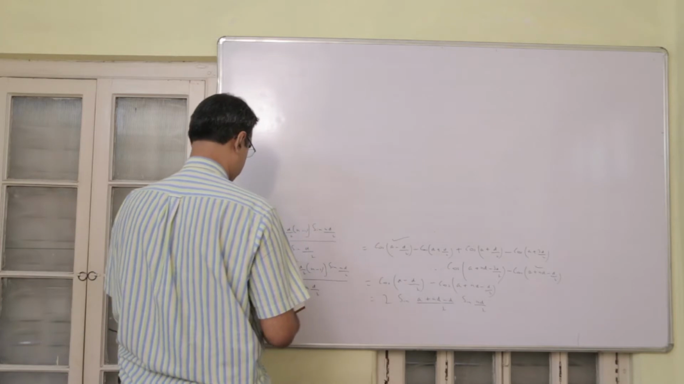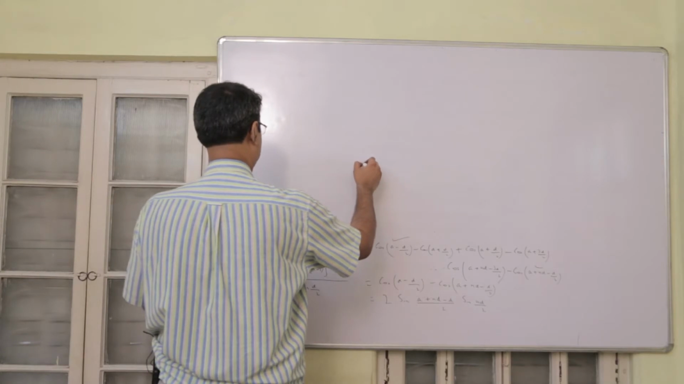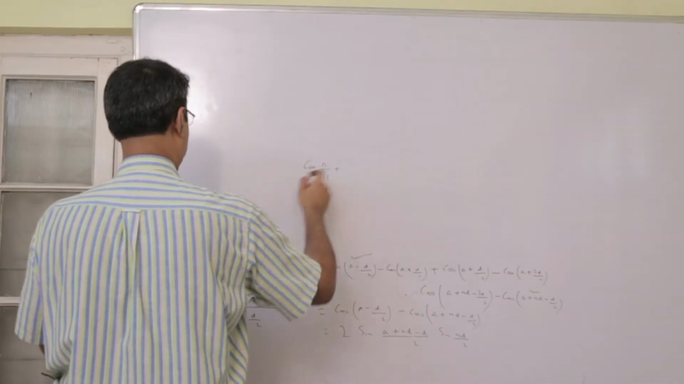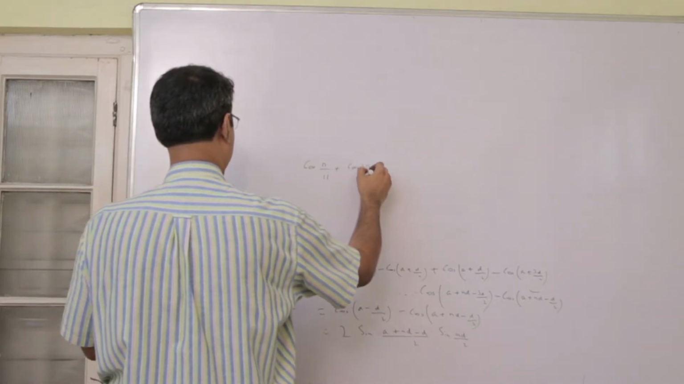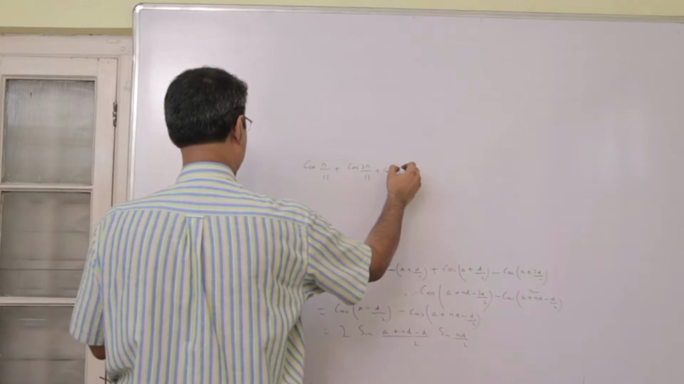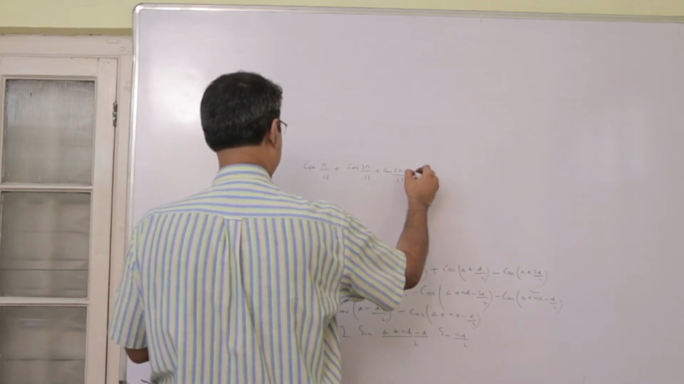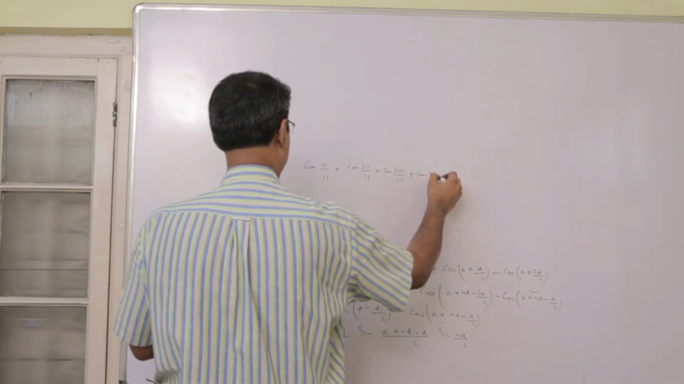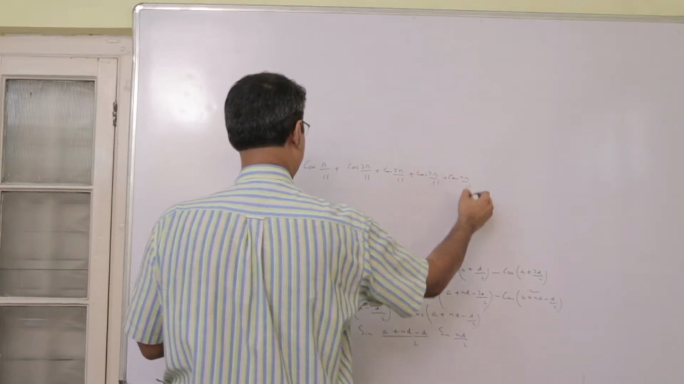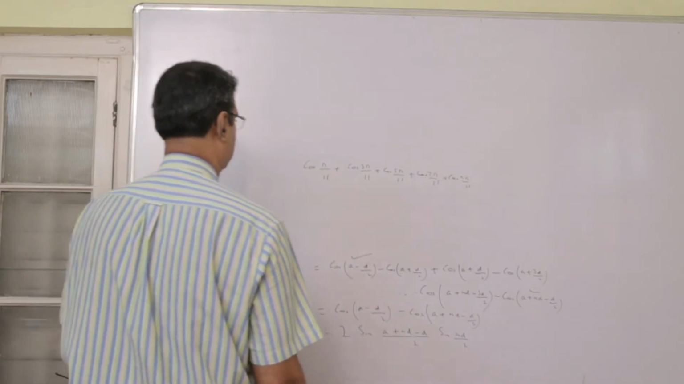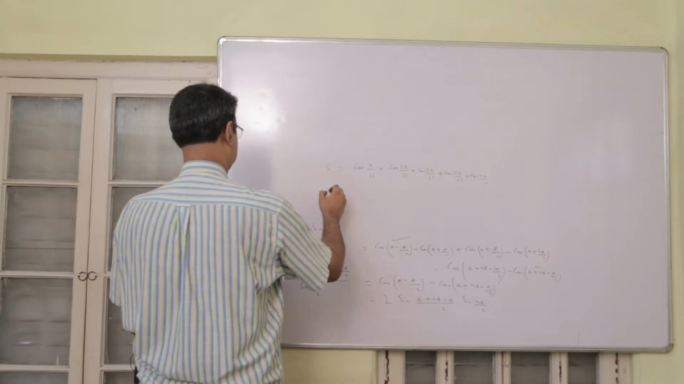What kind of questions can we get from this topic? Now let us say there is a series cos pi by 11 plus cos 3 pi by 11 plus cos 5 pi by 11 plus cos 7 pi by 11 plus cos 9 pi by 11. Suppose there is a series like this. So let it equal to S.